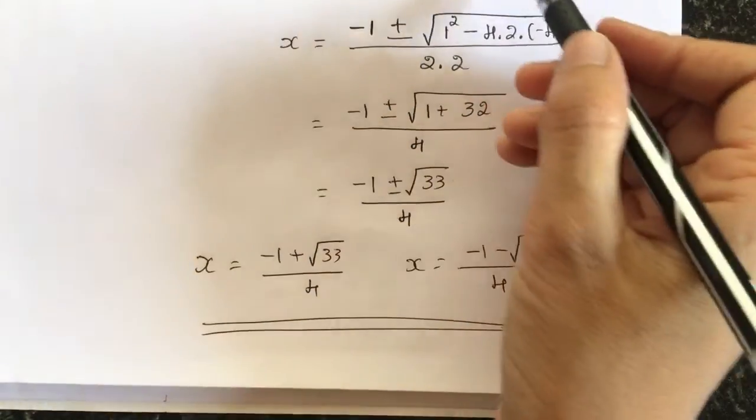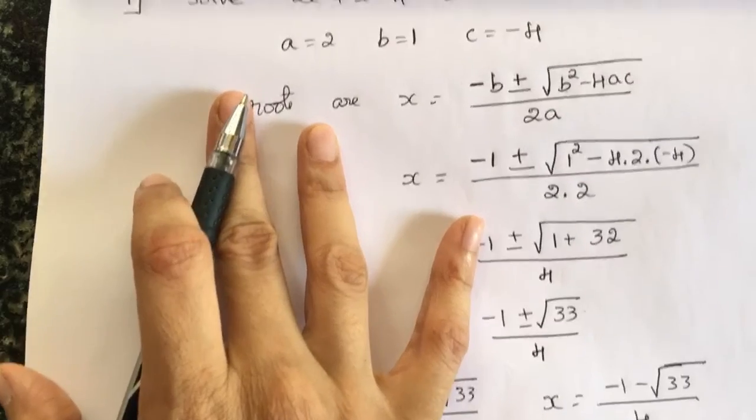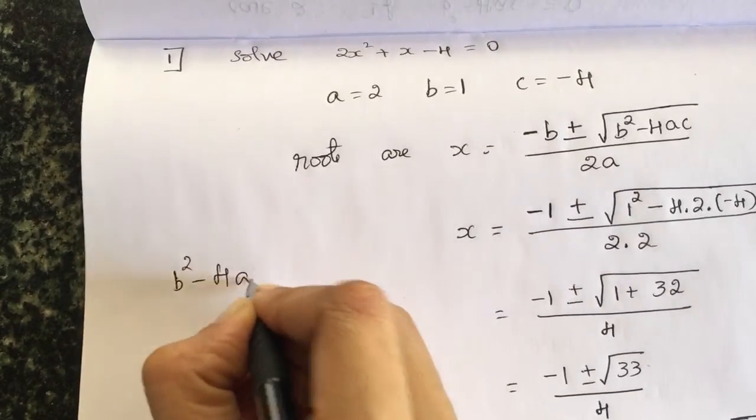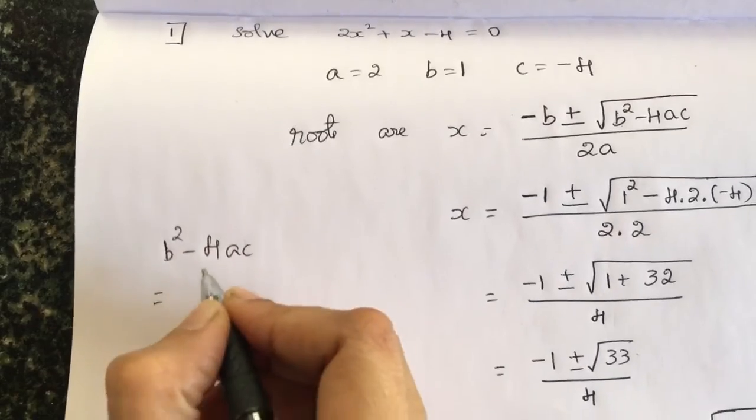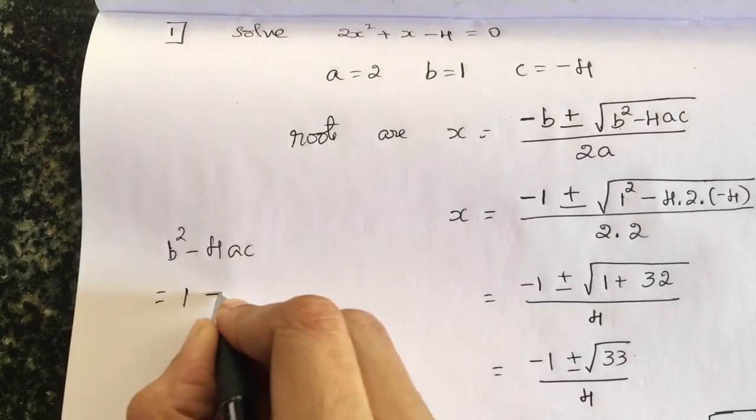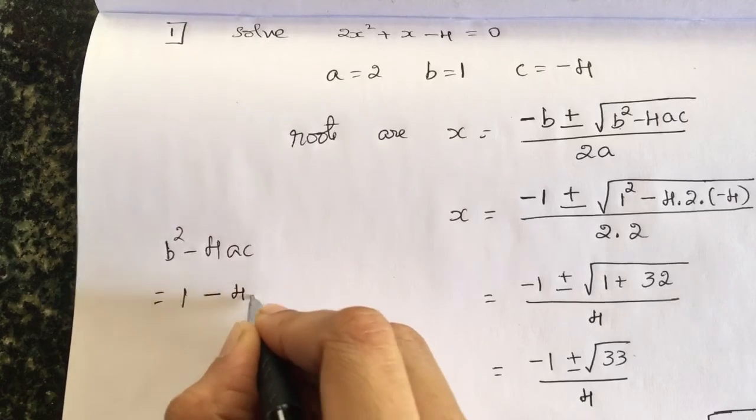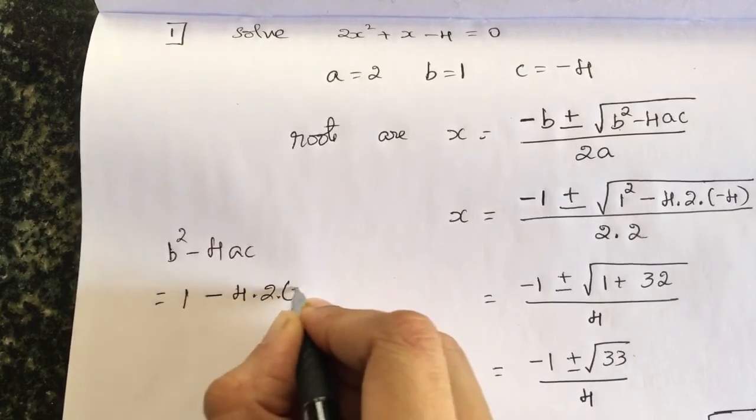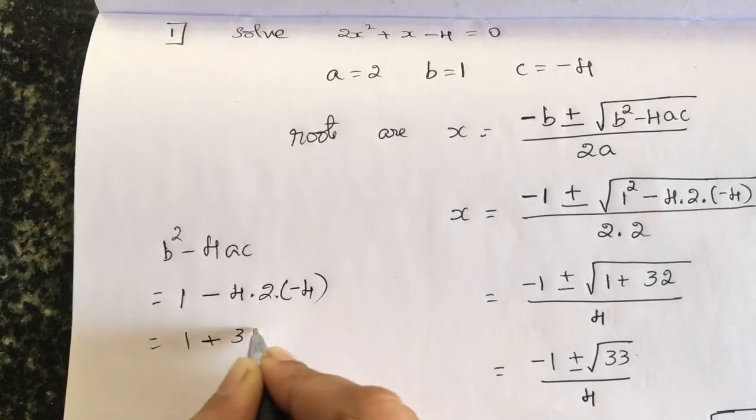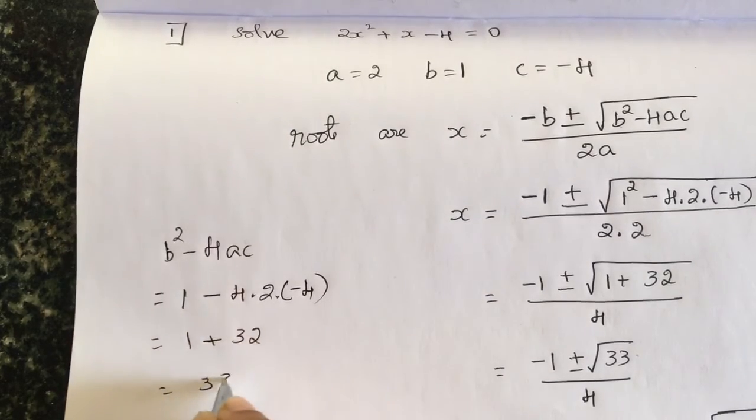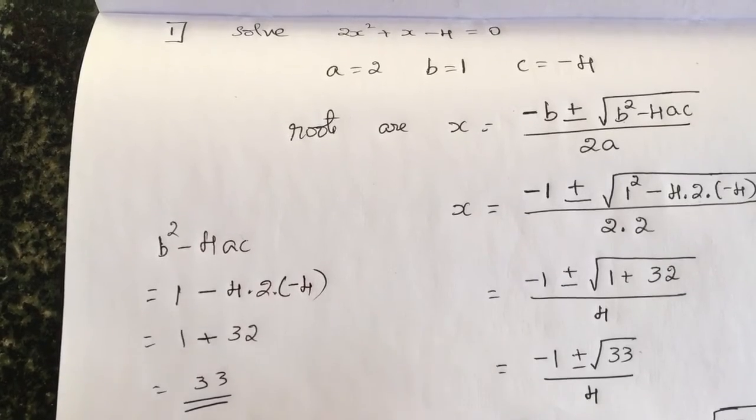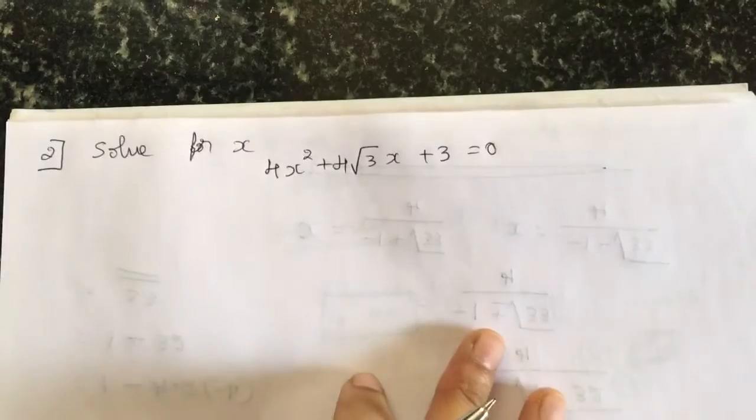If it is asked to calculate the discriminant value, that is b square minus 4ac. So this is the discriminant, and b square is 1 minus 4ac. So it's 1 plus 32, it's 33. Discriminant value is 33. Second problem.